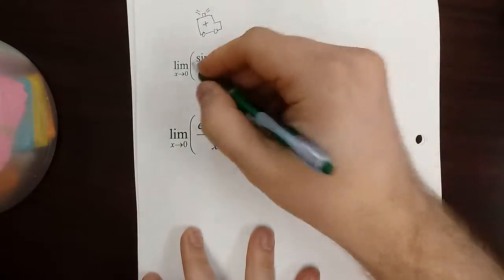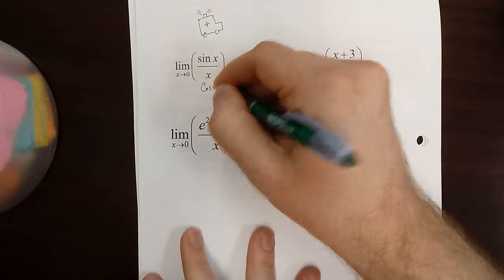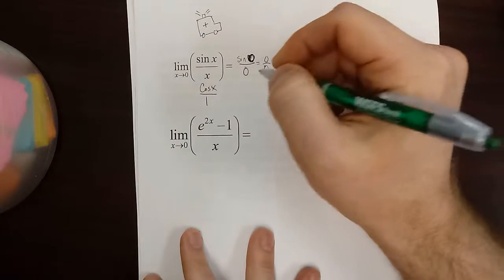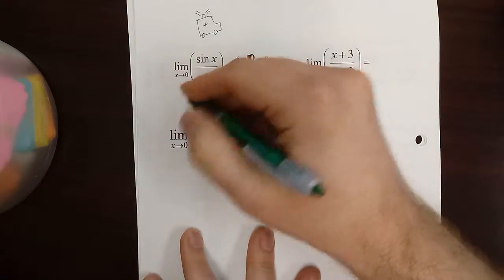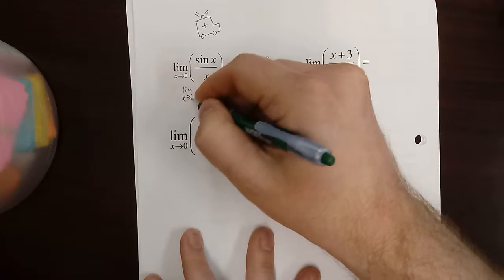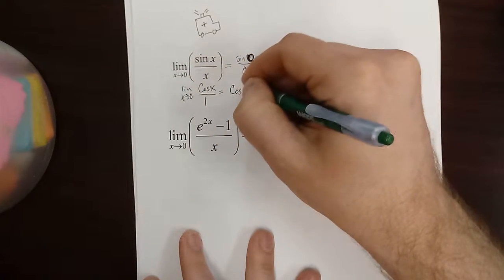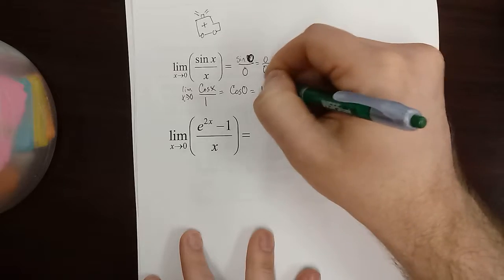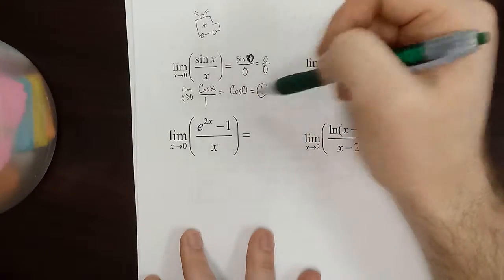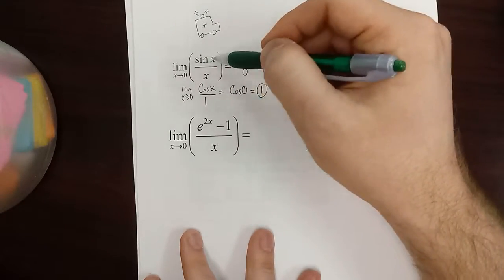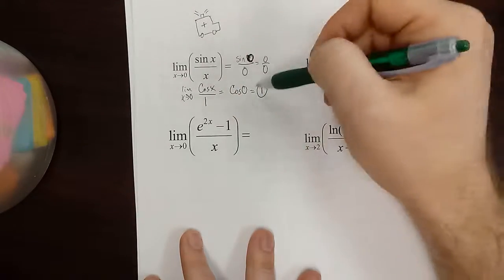All right, so if we take the derivative of the top, we get cosine of x. Take the derivative of the bottom, we get 1. And if I plug in 0 now, cosine of 0 is 1. And if you remember from earlier in the year, this is true. The limit of sine of x over x as x approaches 0 is 1.